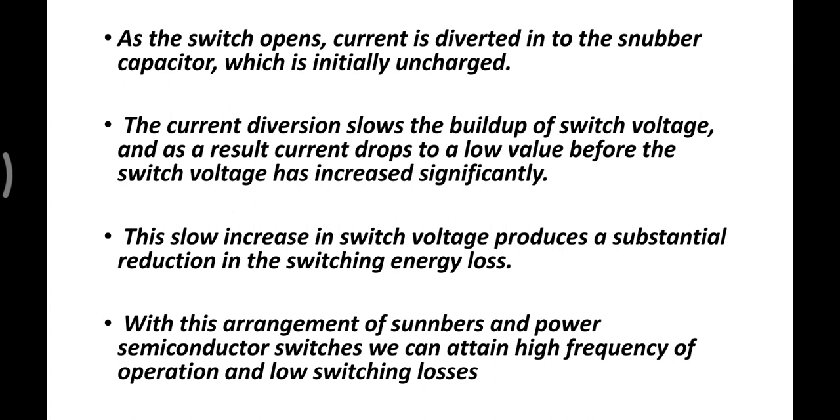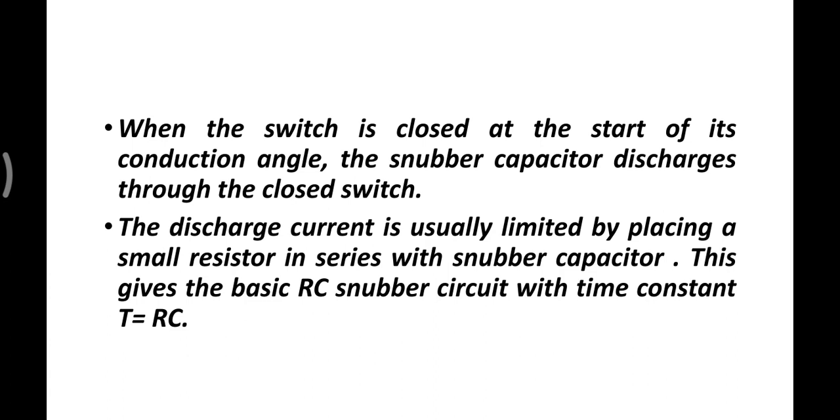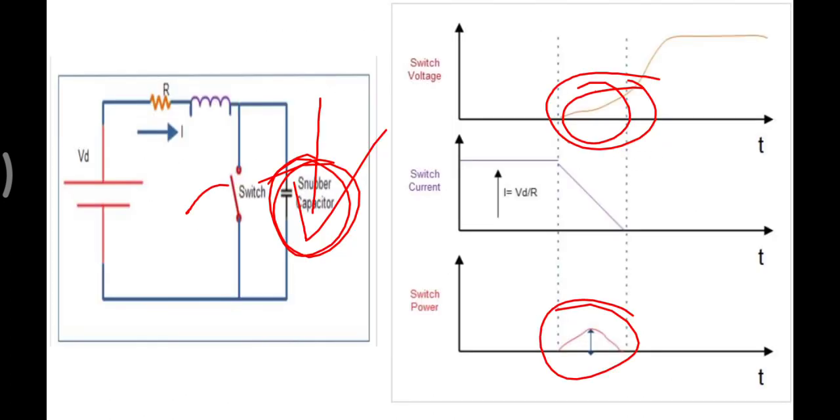With this arrangement of snubber and power semiconductor switches, we can attain a high frequency of operation and low switching losses. When the switch is closed at the start of its conduction angle, the snubber capacitor discharges through the closed switch. This discharge current is usually limited by placing a small resistor in series with the snubber capacitor. This gives the basic RC snubber circuit with time constant T equal to RC.